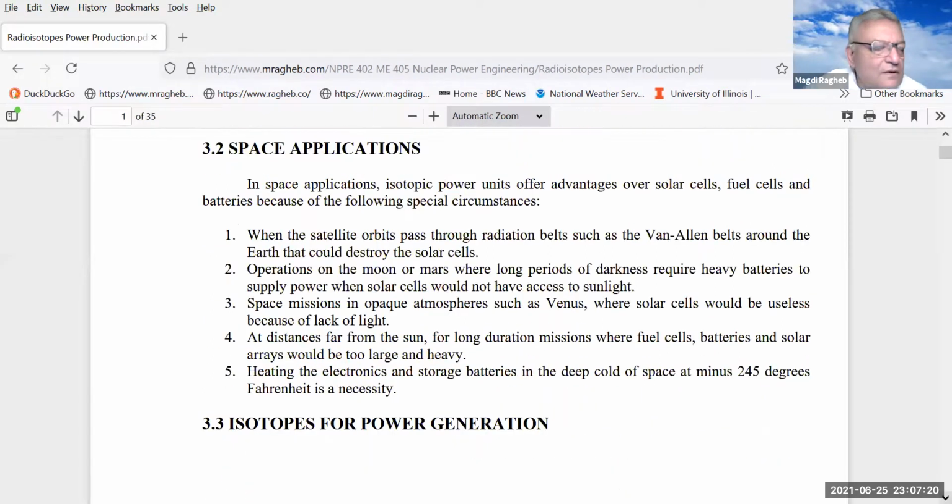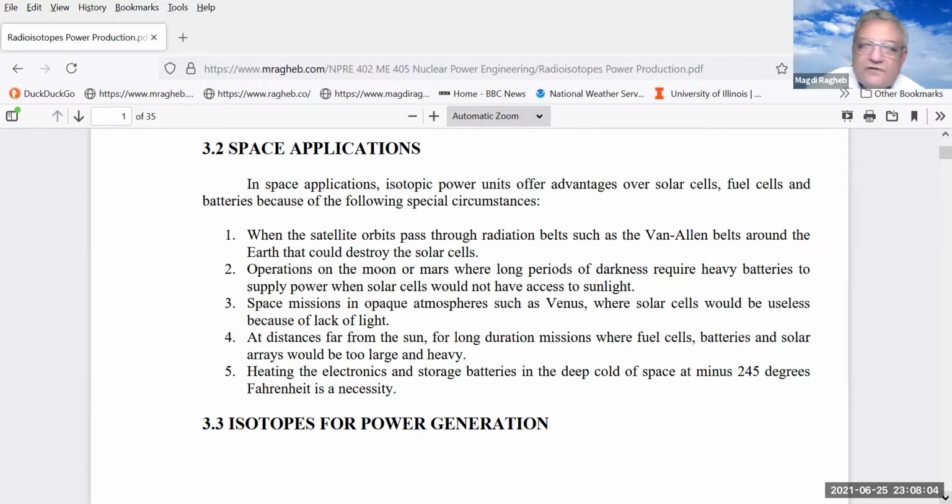So why do we use those radioactive sources of power in space? There are 5 situations where you need them. When the satellite orbits pass through radiation belts, such as the Van Allen radiation belts that surround the Earth, the radioactivity there from electrons and protons is so high that it can destroy any photovoltaics or solar cells. So the radioactive isotopes become a substitute. Operations to the moon or Mars, where long periods of darkness require heavy batteries to supply power when solar cells would not have access to sunlight.